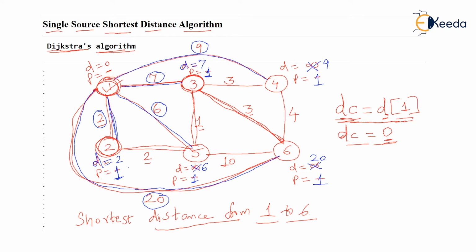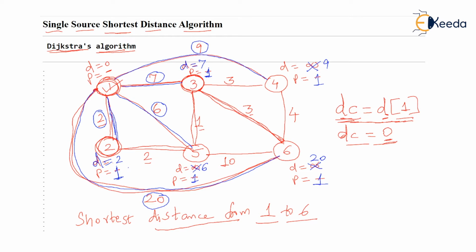Okay, all right. Now what do you do? You take that vertex among the remaining vertices which is at the shortest distance. That means you take that vertex whose d is minimum. Now you see, the distance of the second vertex is just 2. d is 2.